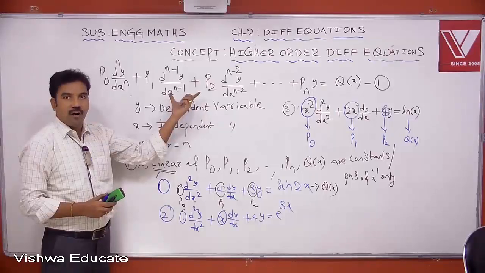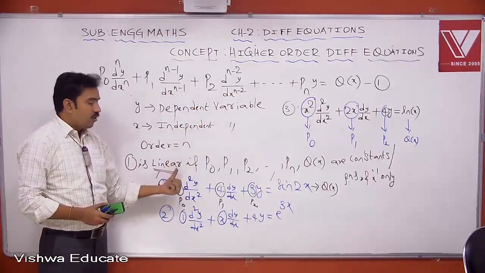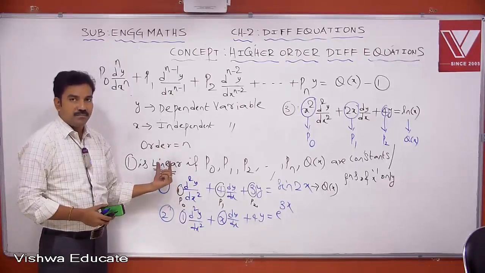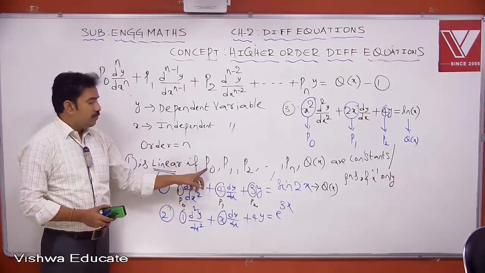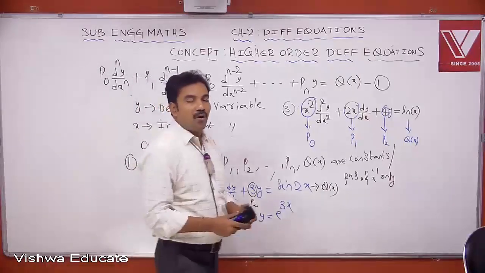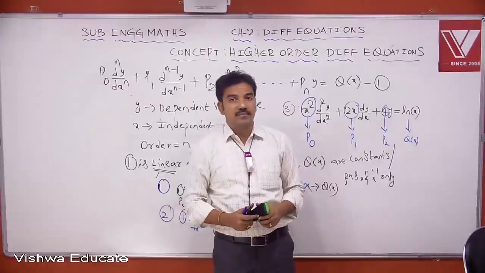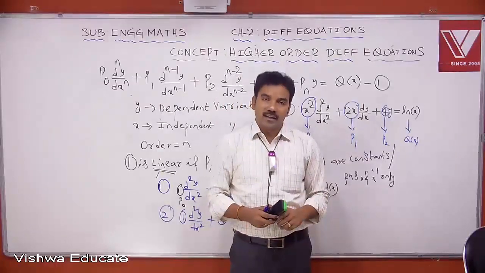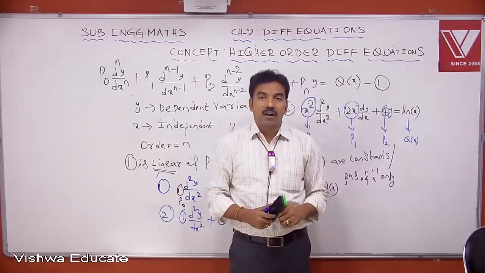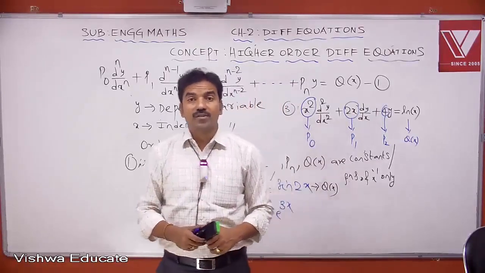An equation of the form, equation 1, is called an nth order linear equation if P0, P1, and so on, Pn, q of x are either constants or functions of x only.